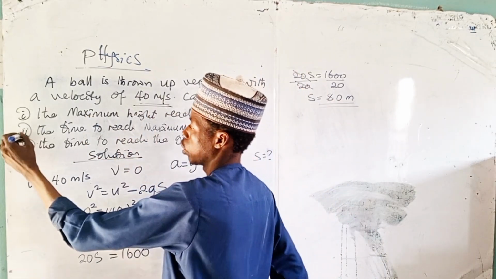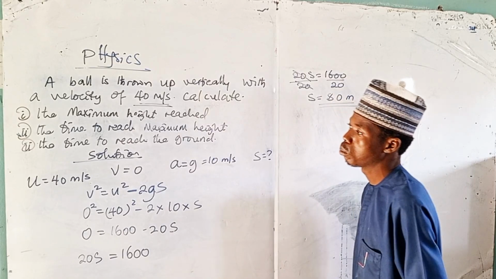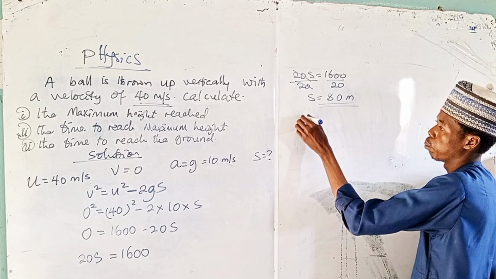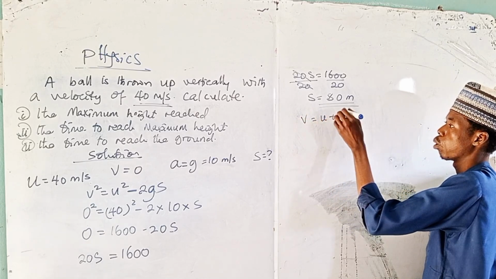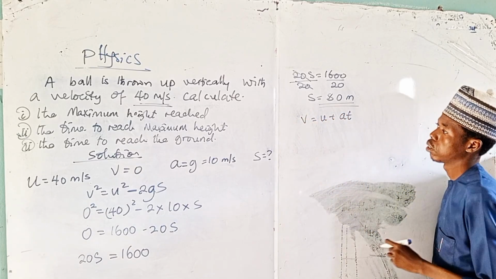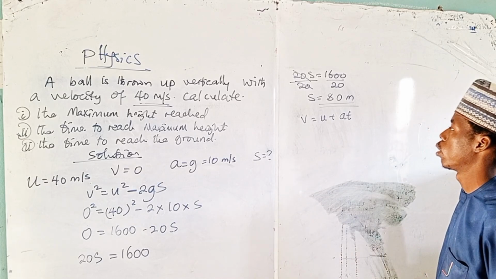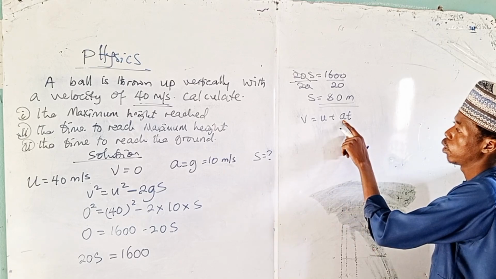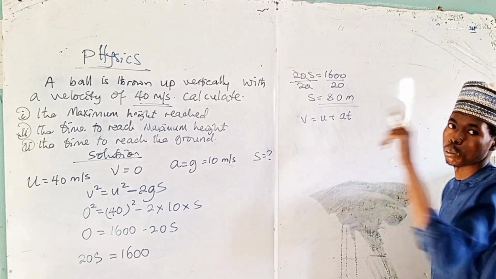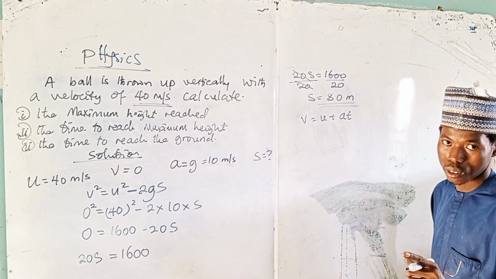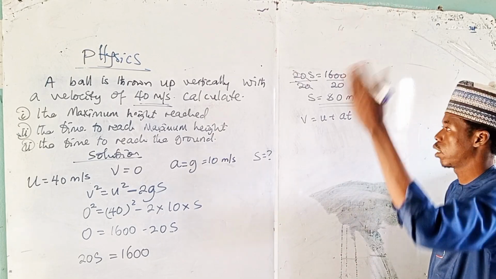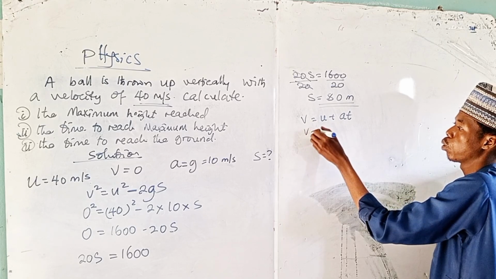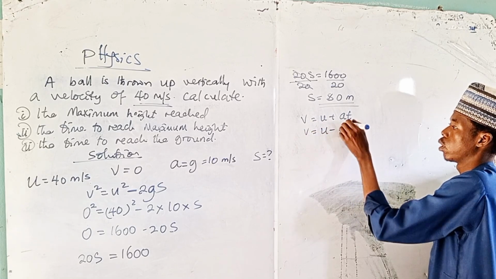Then Roman figure 2, the time to reach the maximum height. We can use this formula: v equals u plus at. v equals u plus at. But remember, as always, in this case, a is g, and the sign will become negative since the ball is going up against the gravity. So this equation, we will write it this way: v equals u minus gt.